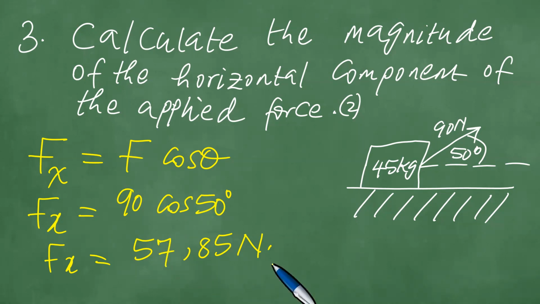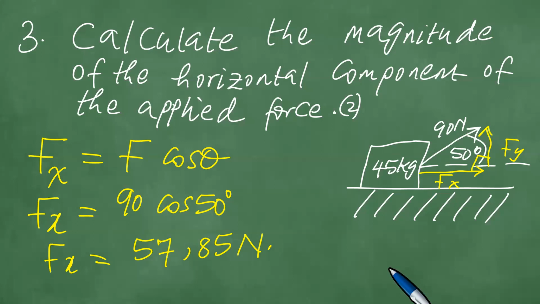85 newtons. So this tells us that we have found the magnitude of the horizontal component of the applied force. This is the applied force of 90 newtons, and its horizontal component is the Fx. In other words, if the forces act like this, you'd have a component there and another component there. This component is F subscript x, and this one is F sub y, and the angle there is 90 degrees.